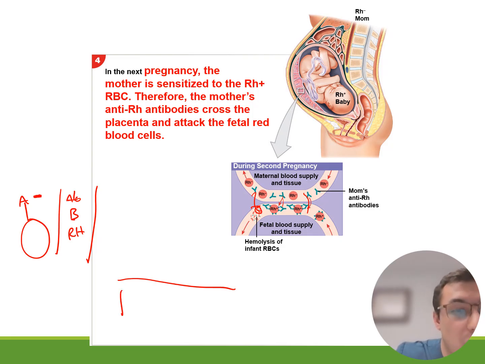And that is what we call hemolytic disease of the newborn. The problem here is that those hemolyzed cells will lead to a high buildup of hemoglobin and bilirubin as well. And as the bilirubin is building up, that will accumulate in the baby's brain, and that will cause neurological defects.